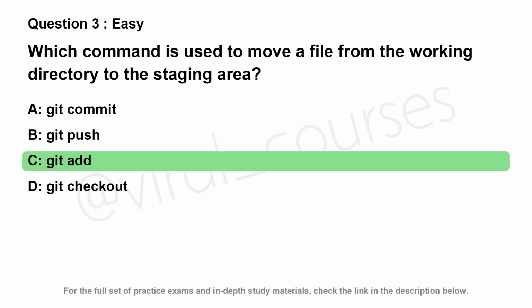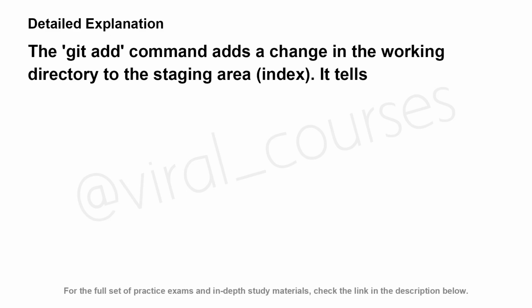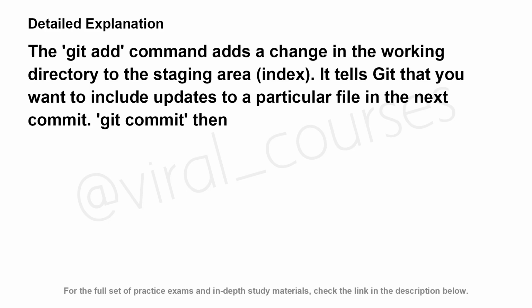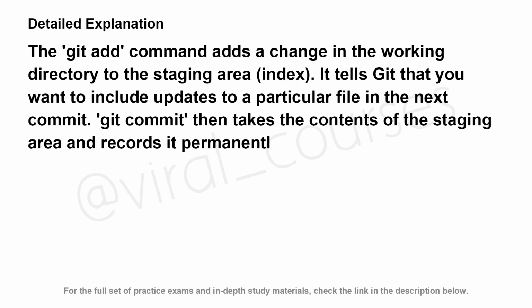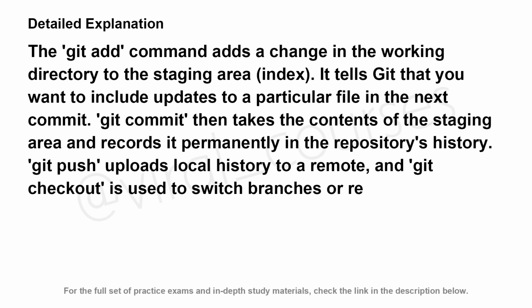The correct answer is C. The git add command adds a change in the working directory to the staging area index. It tells Git that you want to include updates to a particular file in the next commit. Git commit then takes the contents of the staging area and records it permanently in the repository's history. Git push uploads local history to a remote, and Git checkout is used to switch branches or restore working tree files.